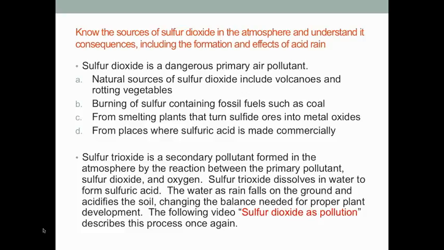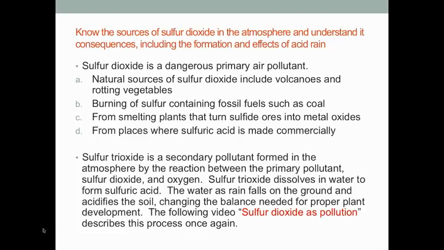We've talked about sources before: volcanoes, burning things that contain sulfur in it, such as coal, smelting plants that turn sulfur-containing ores into metals, and places where sulfuric acid is made commercially. Sulfur trioxide is a secondary pollutant. It's formed in the atmosphere by sulfur dioxide meeting oxygen.